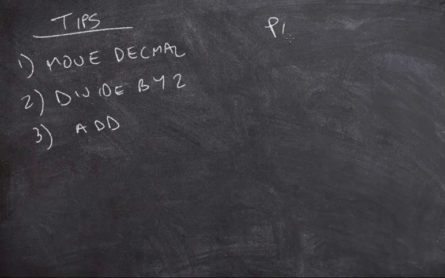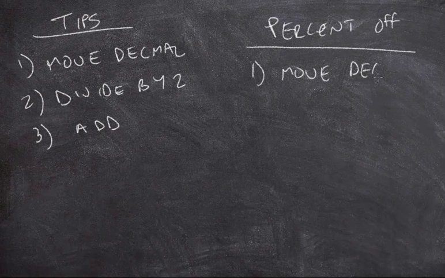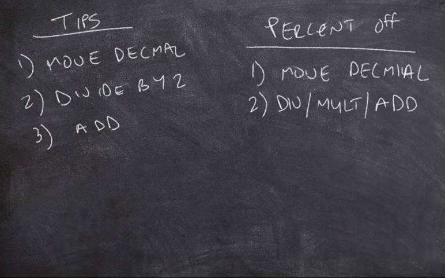Now for calculating percentages off, it starts off pretty simple. Move a decimal. And then the next part just kind of depends on what your percentage is. You might do some division, you might do some multiplication, and you might do some addition. So it just kind of depends, but this whole move a decimal thing will work pretty much always.